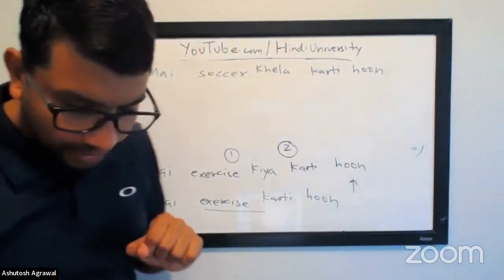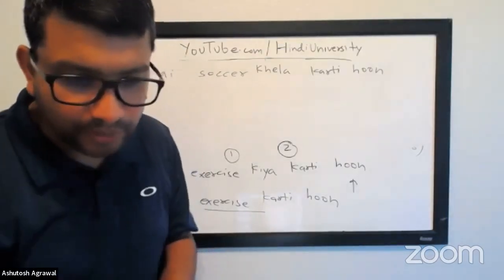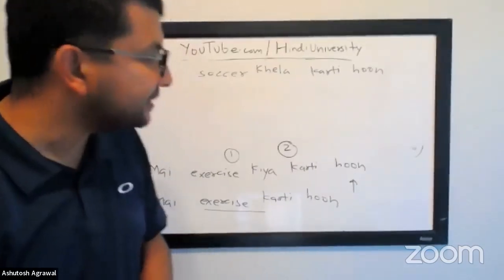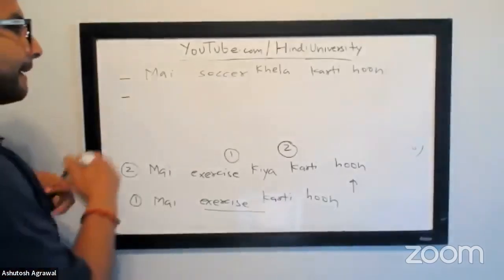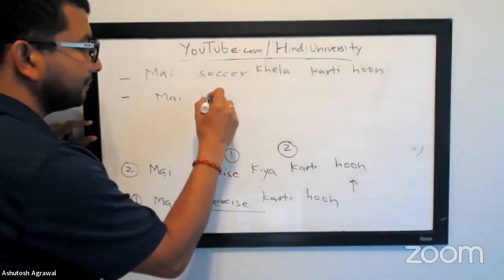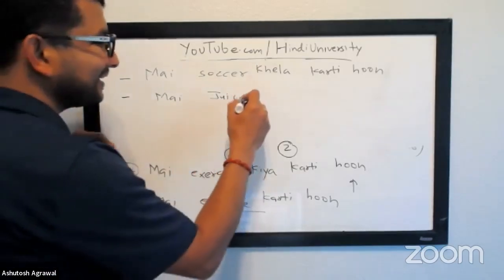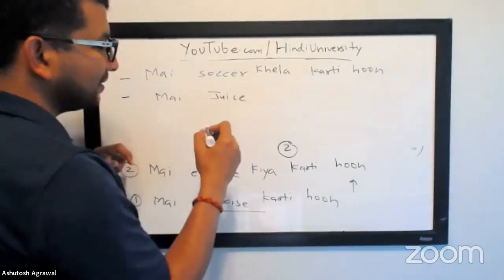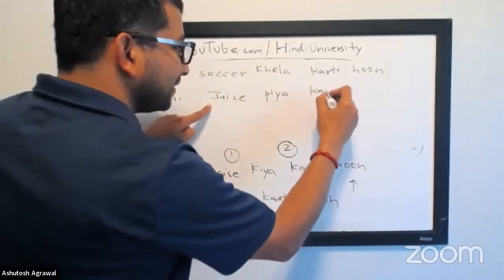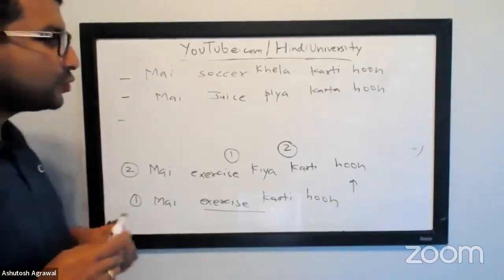Let's do some more. You want to say, I drink juice regularly. Okay, I drink juice regularly. Let's see. Main, roz, what is juice? Juice or smoothie or whatever, anything. Okay. Main, juice, piya, karta hoon. Very good. मैं juice पिया करता हूँ.